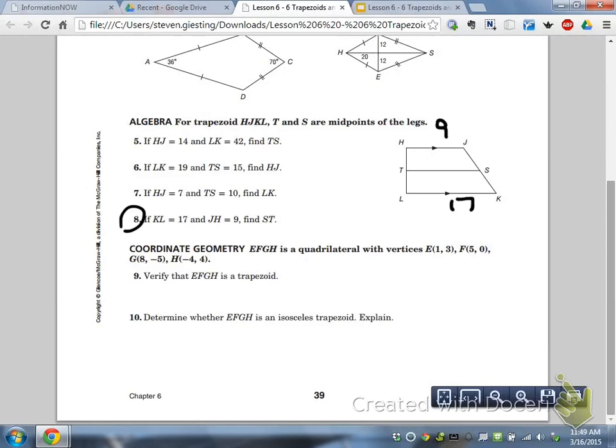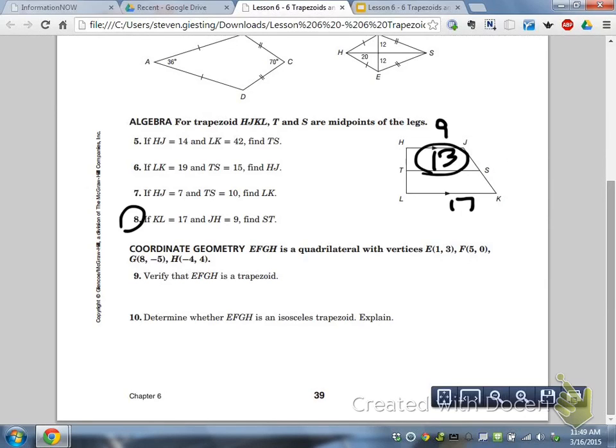Boom. I knew it was that. As I've seen a lot of people write, whispering is in fact 13. Notice that TS is the mid segment. It's half the sum of the bases. You take 17 plus 9 and then divide by 2. You thought you took 17 minus 9.